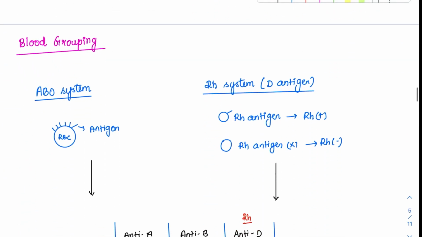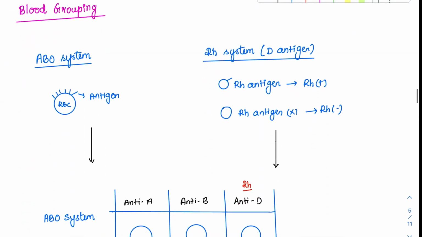All of us know there are several systems of blood grouping, but the most important ones are two systems, that is the ABO system and the RH system. The ABO system is the one which we call A group, B group, AB group, O group, and there is something called positive also. That positivity is given by this RH system. This RH system has an antigen called D antigen, with which it is represented as RH positive or negative.